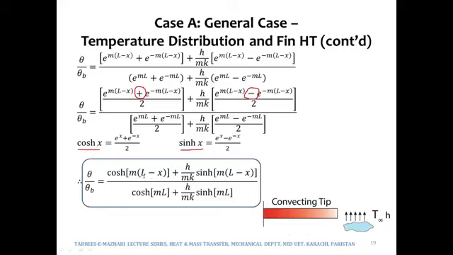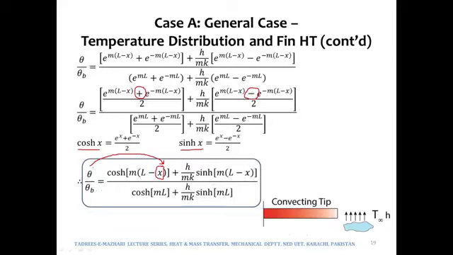M is constant, L is a constant quantity. The total length of the fin is a constant quantity, and M is also a constant quantity because that was root of hp over kc. K is a constant quantity. So all the things on the right hand side are constant quantities except x. So this equation is in fact relating temperature with x, and we have got x at various places.